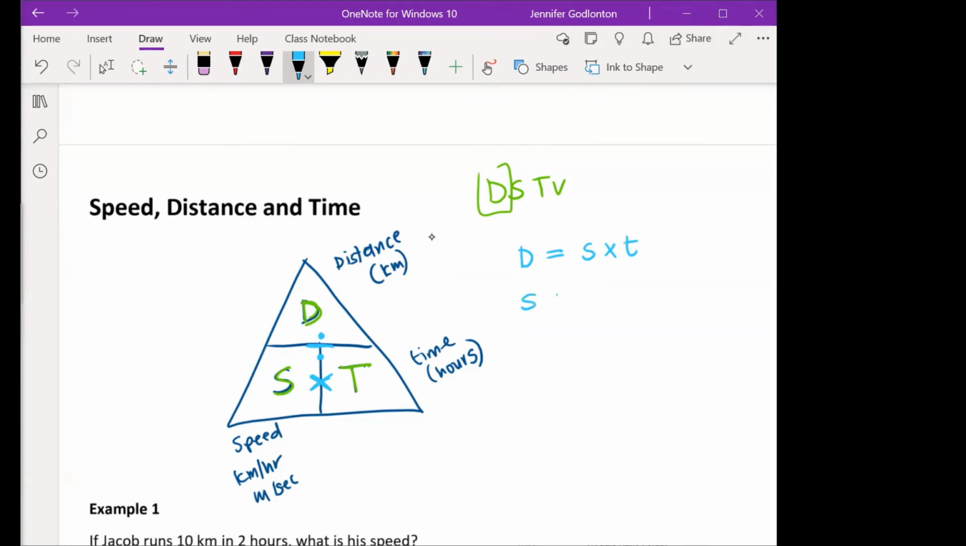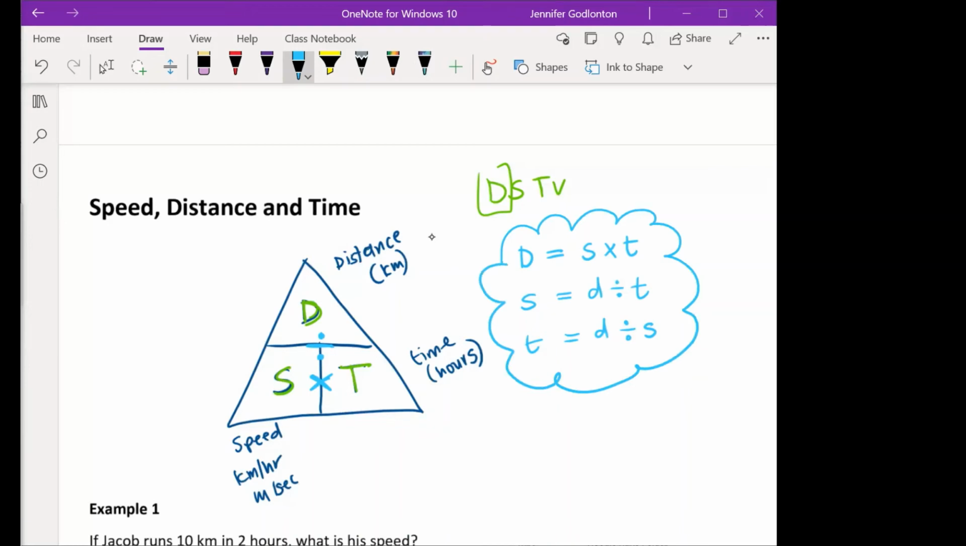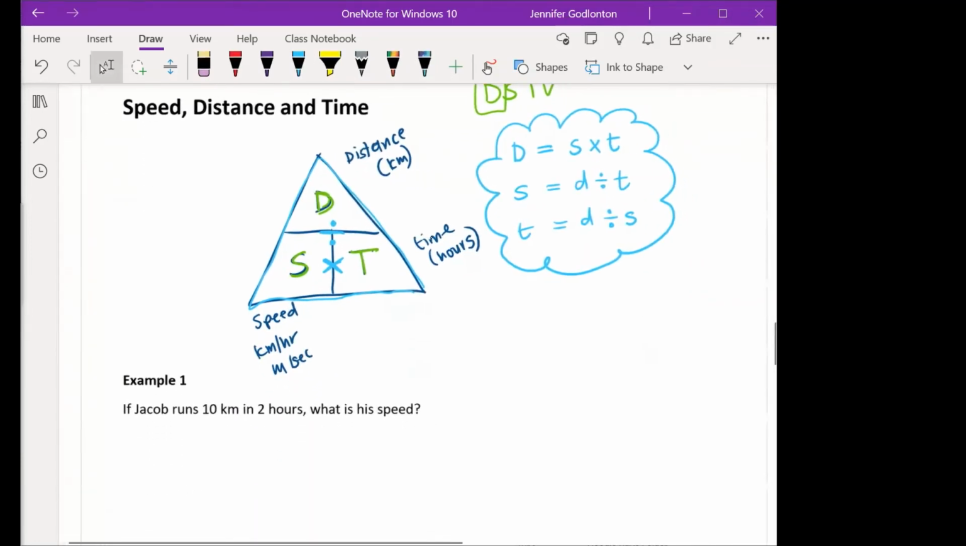If we want speed, put your finger over the S, and that is distance divided by time. If we want time, put your thumb over the T, and that is distance divided by speed. These are our three formulas for distance, speed, and time. But we never have to remember them by heart as long as we know how to draw our lovely little triangle. Let's try our first question.